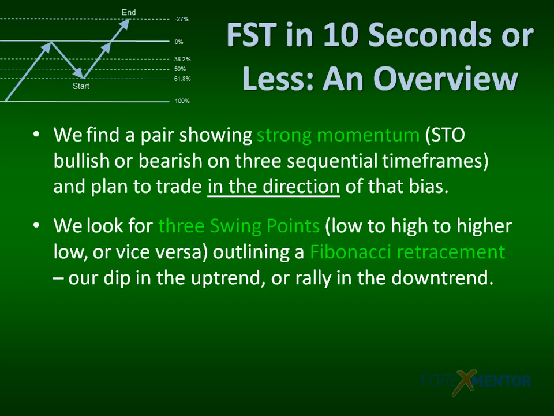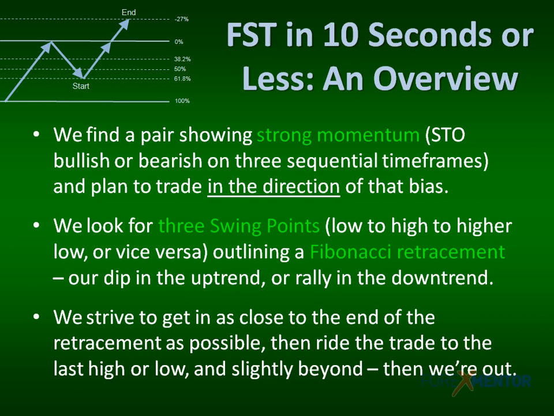And again, what we're doing here is trying to accurately measure and assess a dip in the uptrend or rally in the downtrend. We look to buy those dips, we look to sell those rallies. Then we strive to get as close as possible into the end of the retracement, positioning ourselves accordingly, and simply ride the trade to the last higher low, which again will be labeled swing point B in our chart, and then the first available Fibonacci extension beyond, which again is fairly conservative.